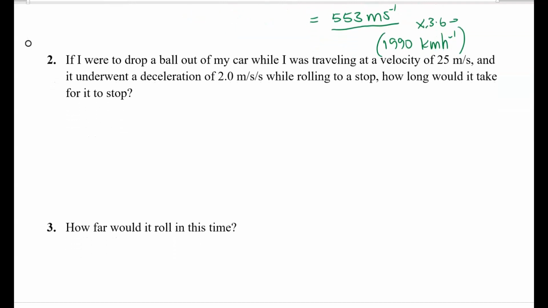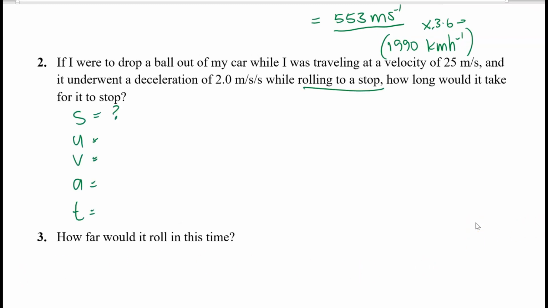All right, so question 2. Again, pause and read the question, and we'll meet back in a second. Cool, so again, what we've done, guys, is we've done our SUVAT. We've worked out what we know and what we don't know on the left-hand side here. We do know our initial velocity. It was going at 25 meters per second. It rolls to a stop, so our final velocity is 0. And what we do know is it's decelerating at 2, so our acceleration is -2 meters per second squared.